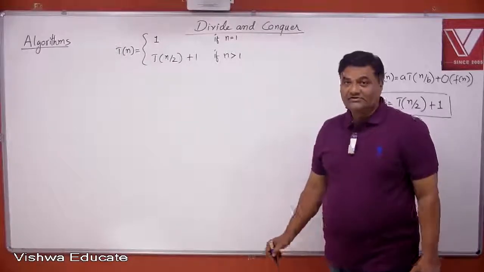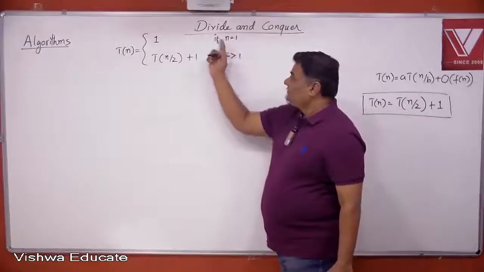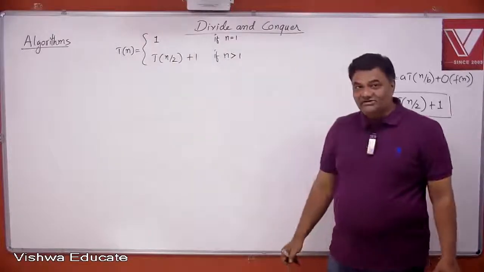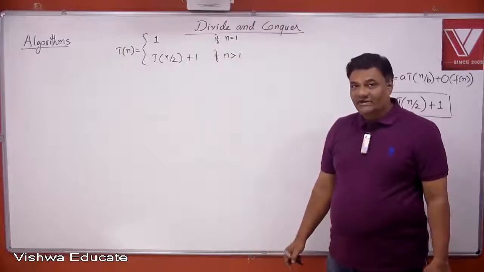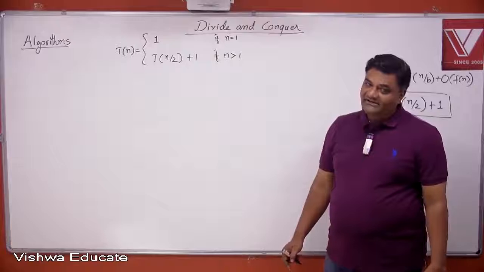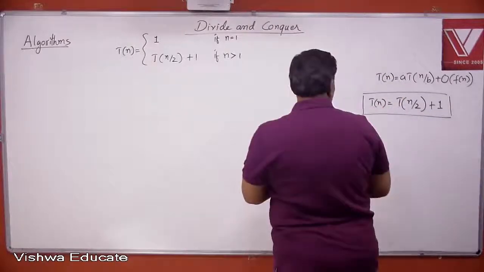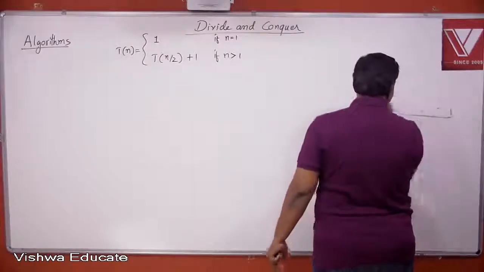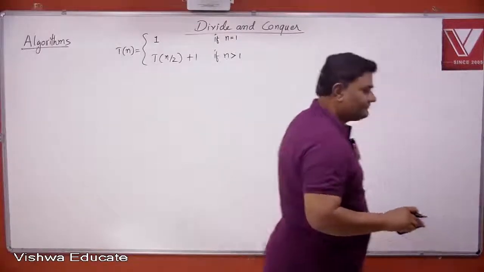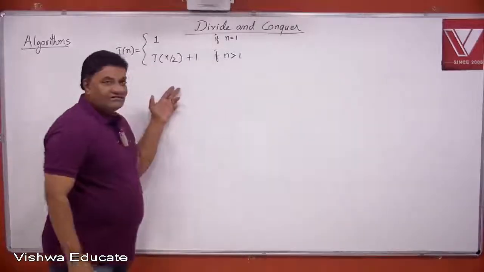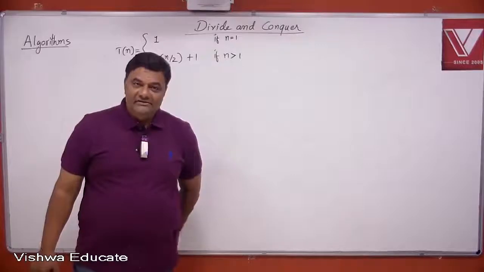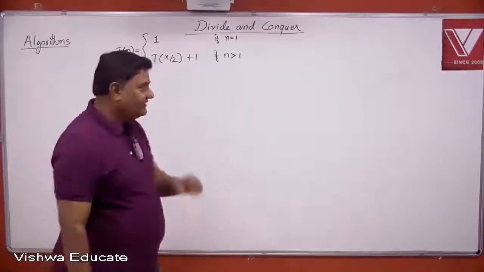So in the recurrence relation also you have to mention when n is small, what is the time, and when n is greater, what is the time. For 1 we have taken this one. If n is greater than 1, then that is the answer. Now, how to find the time taken by this one? We have to solve this recurrence relation. We will learn how to solve recurrence relations. So now the topic is recurrence relations.